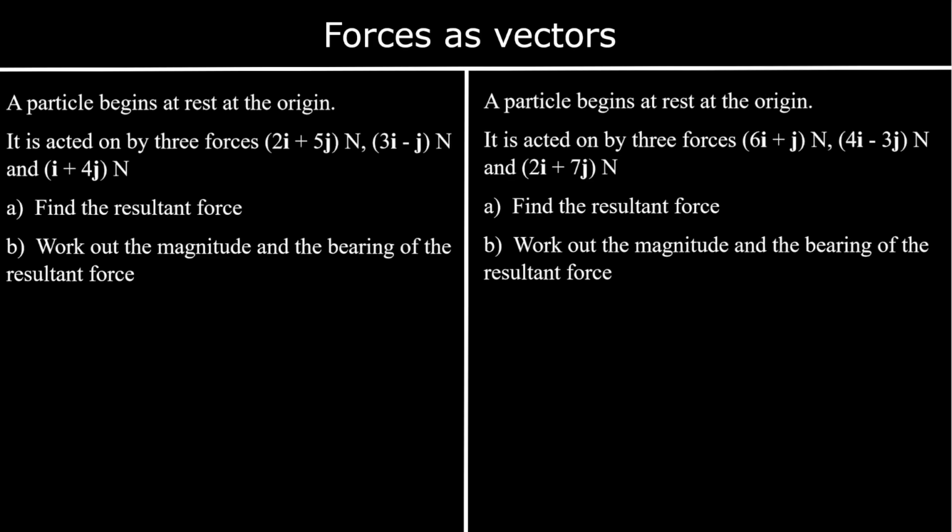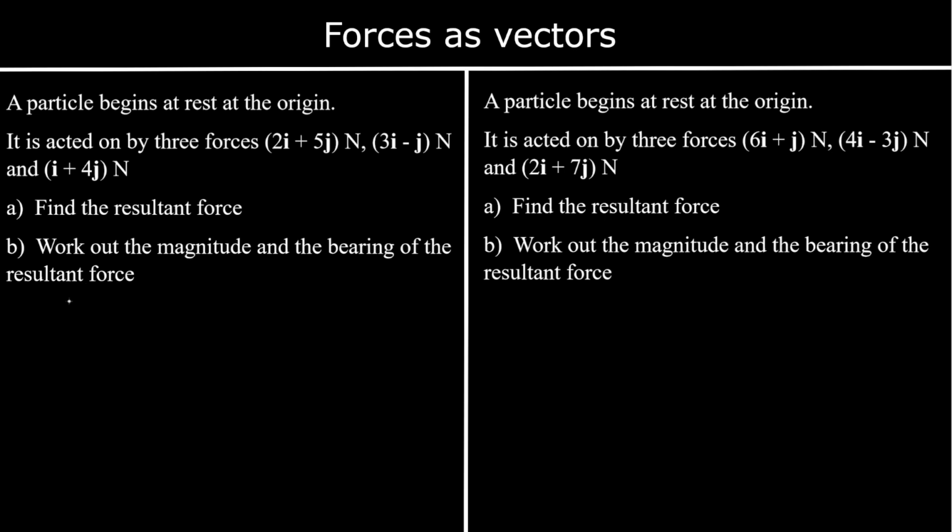A particle begins at rest at the origin. It's acted on by three forces: 2i plus 5j newtons, 3i minus j newtons, and 1i plus 4j newtons. Find the resultant force. So what is the overall force? This time we're not in equilibrium. We've got a resultant force, an overall force.